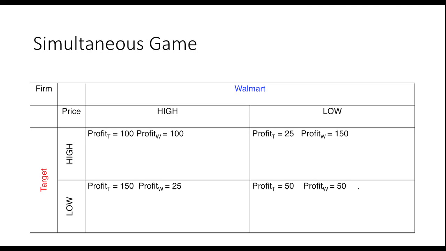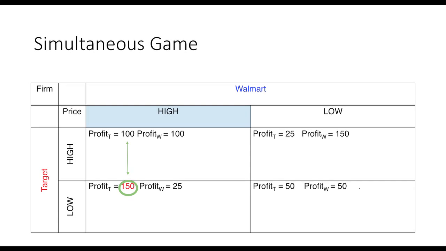In this simultaneous game scenario, both Target and Walmart can choose to either price high or to price low. The matrix shows the example payout for both Walmart and Target. They make their choices simultaneously based on the potential choices of the other. As you can see, profit T represents the gain Target would receive, and profit W is what Walmart would receive in each scenario. For example, if Target decides to price high and Walmart decides to price low, their profits would be 25 and 50 respectively. Now we'll walk through this one step at a time from the perspectives of both firms.